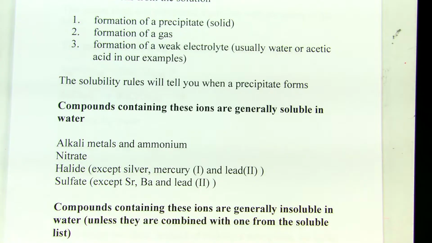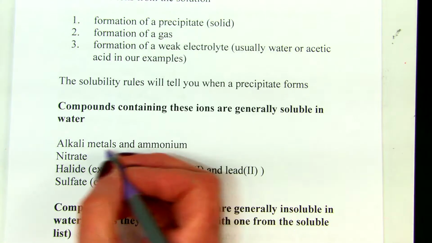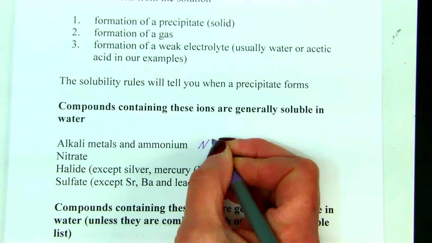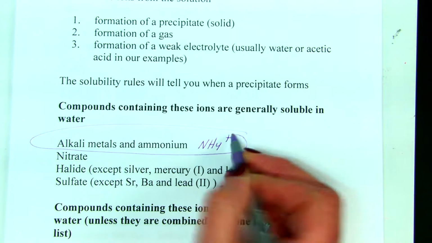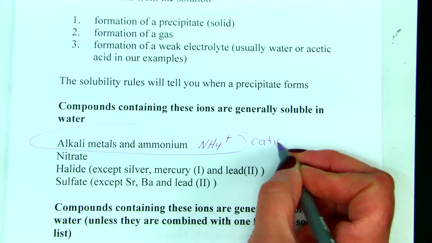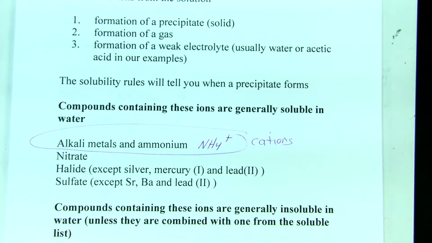So the alkali metals, and remember, who are the alkali metals? The hydrogen family, right? Including hydrogen, even though it's not a metal, it's in the alkali metal family. The nitrate ion, and ammonium, NH4+. So these are the cations. So if you have an anion that you want to get in solution, you hook it up with one of those cations and the material will dissolve.